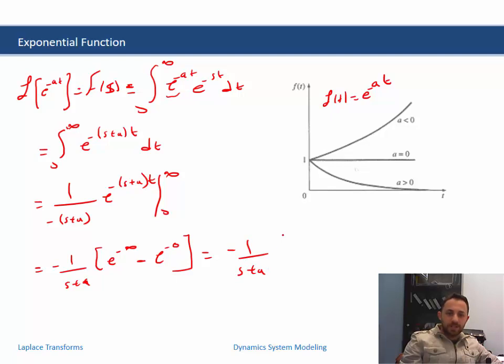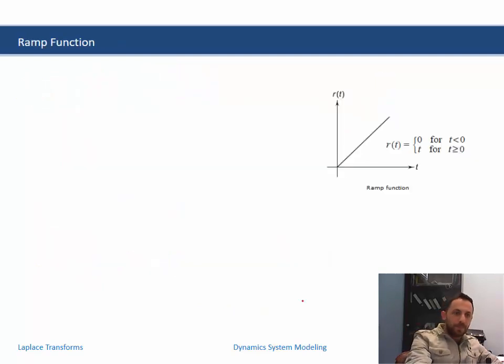e power minus infinity again is 0 minus 1, which is 1 over s plus a. So the Laplace transform of e power minus at is 1 over s plus a. Let's take now the ramp function, okay?